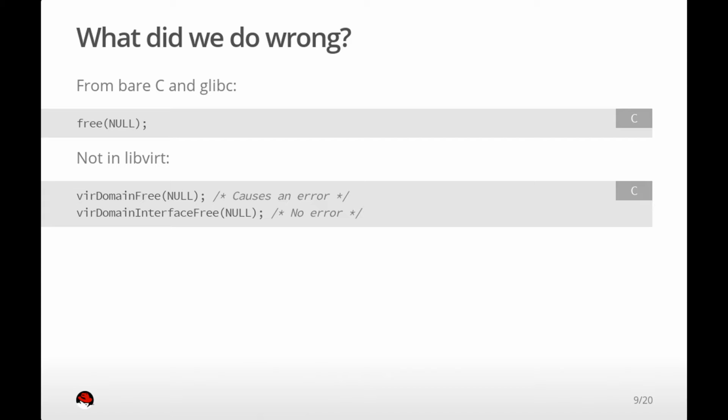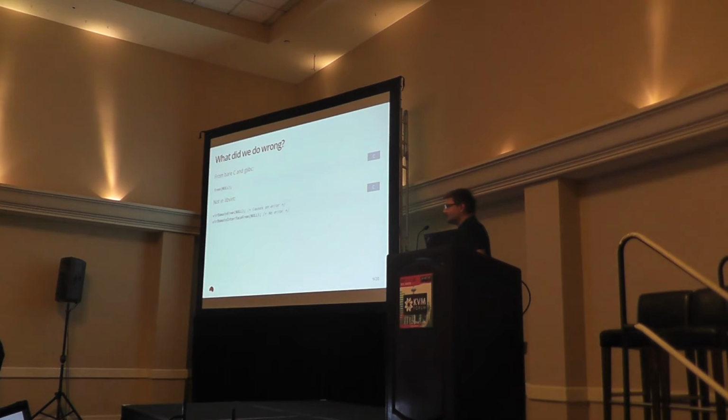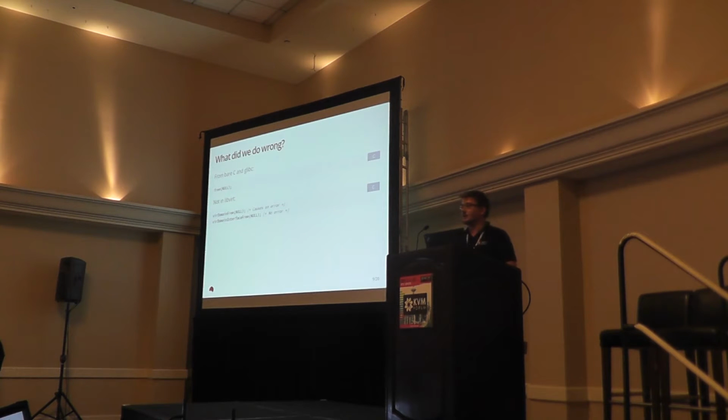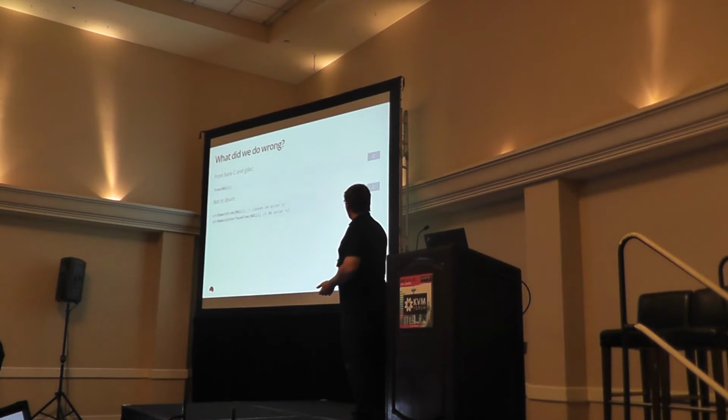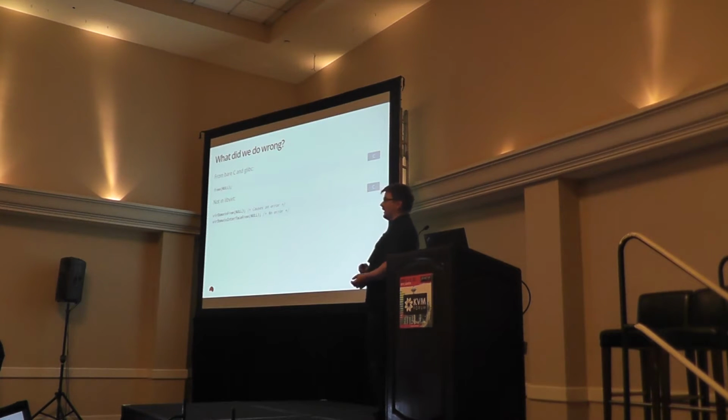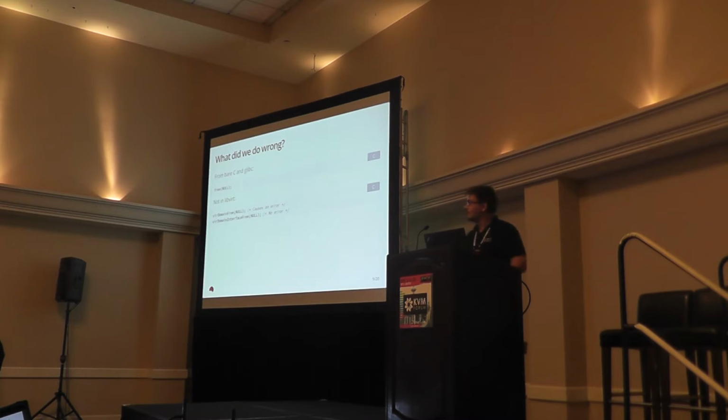Oh, yeah, this is actually my personal favorite. I believe many of you here know some C, at least to some extent. So what does calling free over a null pointer in C do? Nothing. It's perfectly valid. You can do that. But it's not the case in libvirt. You have virDomainFree, which for some reason, historical reasons, will raise an error when called over null.